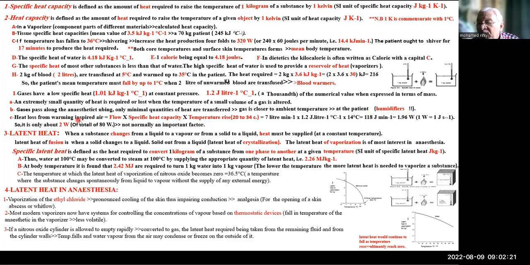Heat loss from inspired gas can be figured out by the flow times the specific heat capacity times the temperature rise. So I want to raise the temperature, suppose, of the gas coming from the vaporizer from 20 to 34, so it's a 14 degree difference. So I multiply and I yield around 2 watts. So this is what is required to elevate the air entering the human being. You see, for warming, almost 2 watts is required.